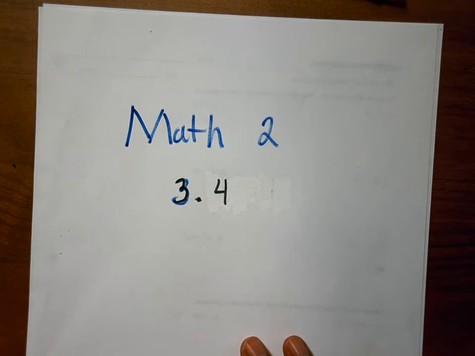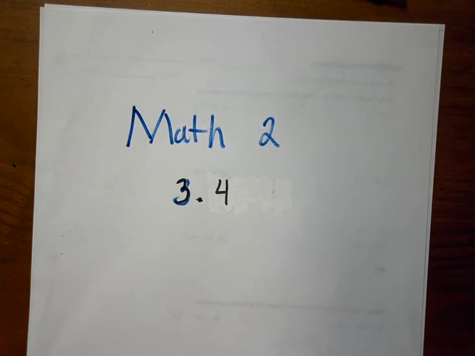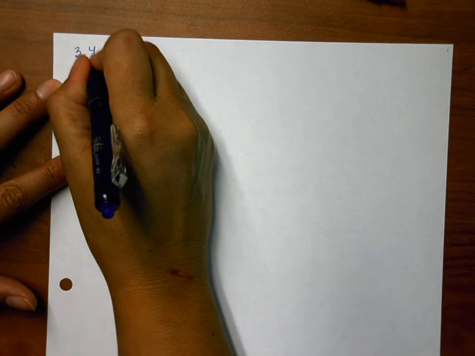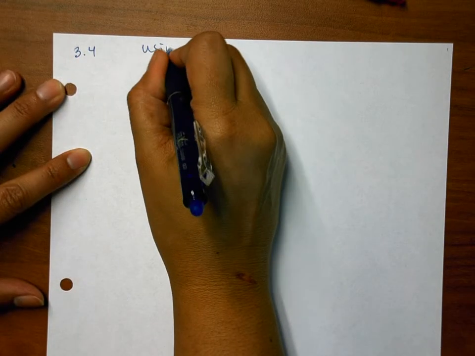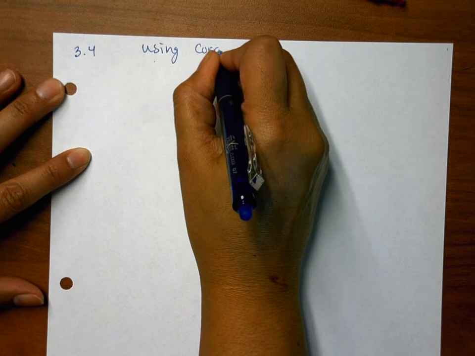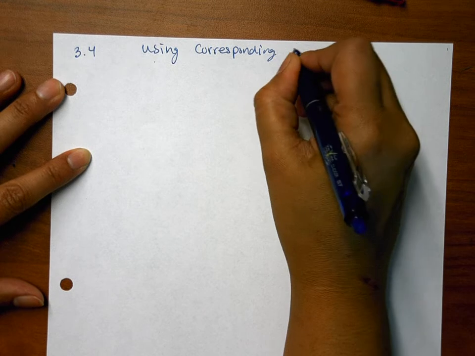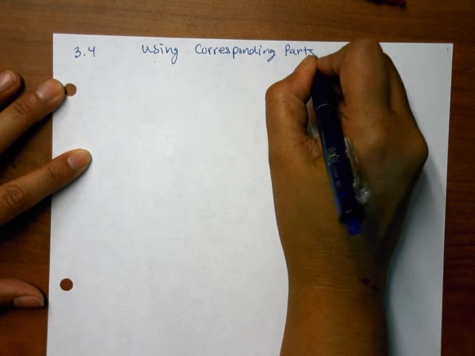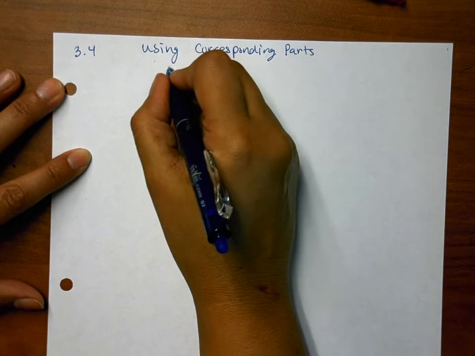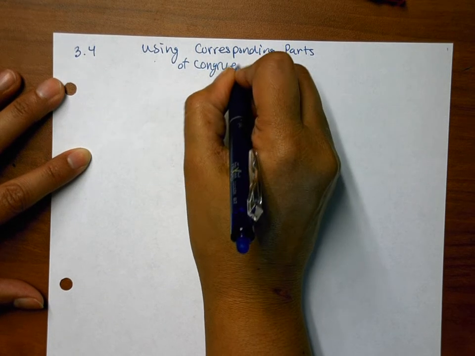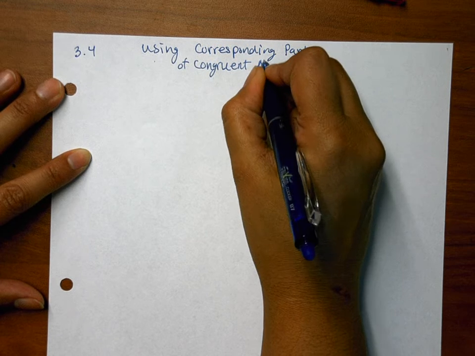This is Math 2, 3.4 Notes. That's Unit 3, Lesson 4. Okay, we're going to title it Using Corresponding Parts of Congruent Triangles.